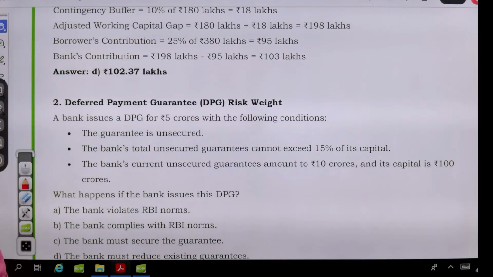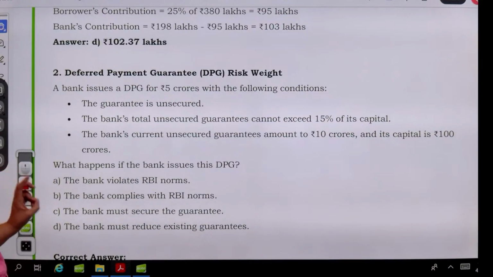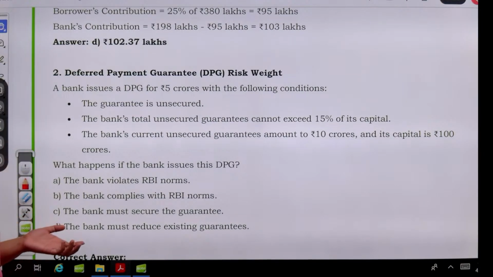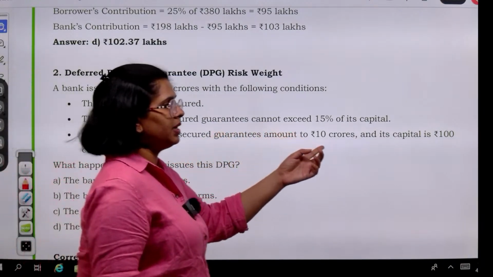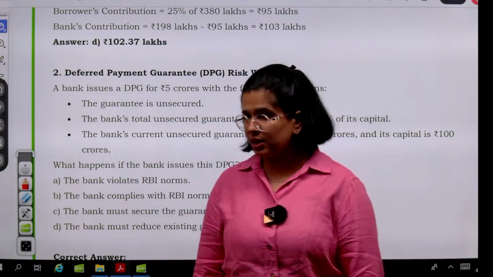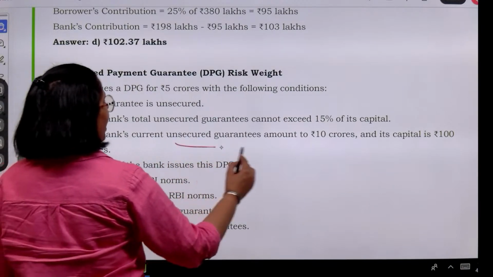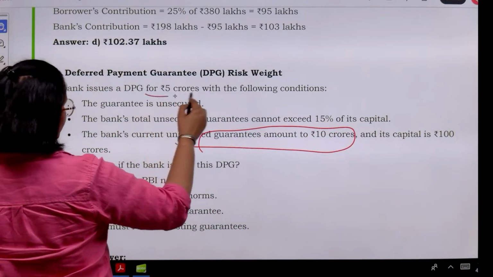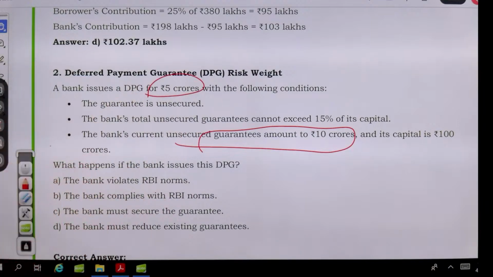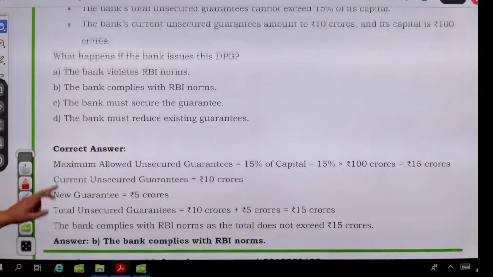What is the DPG risk weight? So a bank has issued DPG for 5 crores, deferred payment guarantee. Guarantee is unsecured. Bank's total guarantees cannot exceed 15% and bank's current unsecured guarantees are 10 crores and the capital is 100 crores. Obviously, so over here, are you exceeding anything? No, 15% is your limit. Your capital is 100 crores. That means ultimately how much can you issue? 15 crores. Right now, what do you have? What have you already issued? 10 crores. So you are issuing 5 crores more. That is within the limit, right? This is within the limit and you can issue that.